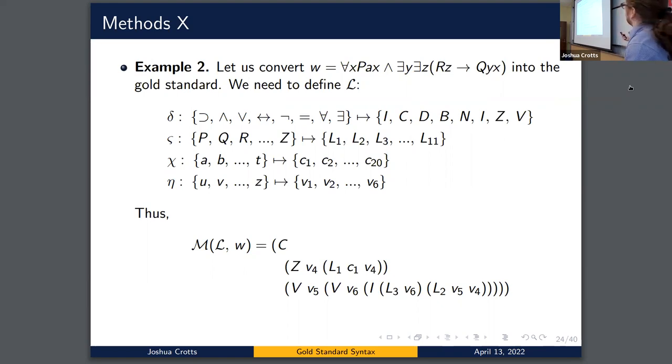So we're going to convert this very complex formula into the gold standard. Again, we define delta, the same function as before. Then we define sigma as the predicate mapping function. We define chi as the constant mapping function. We're just saying in this language that constants are lowercase letters a to t. And eta maps u to z lowercase as variables, and we get this prefix notation. If you've ever programmed in Scheme, this will look familiar, but this is also just standard prefix notation that you could see with standard mathematics.